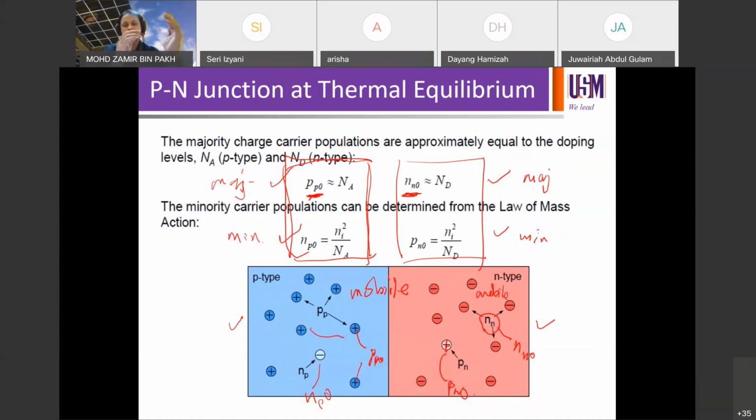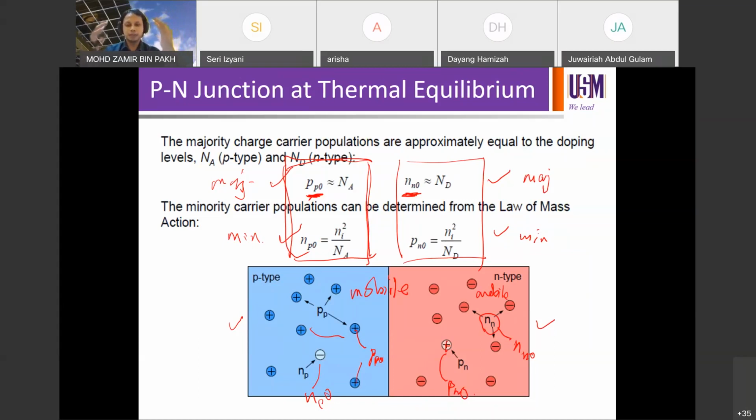So originally in the P-type, holes are the majority carriers and electrons are the minority carriers. Now, holes are moving into the N-type. Holes now become minority carriers, no longer majority carriers. It's like you Malaysians, okay? Let's say you Malay are the majority in Malaysia, right?